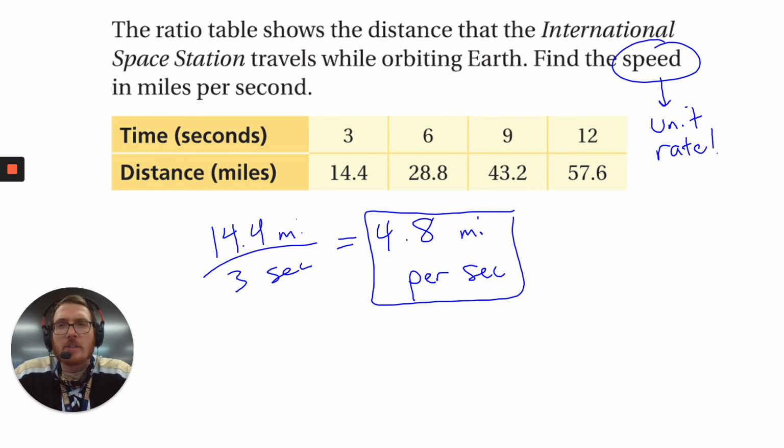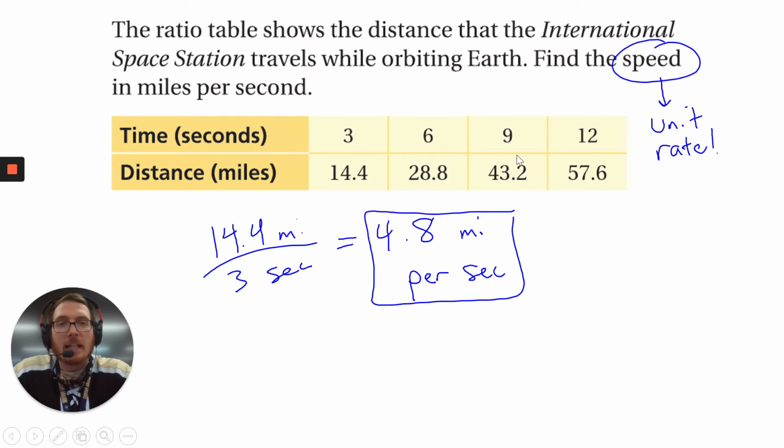Okay, this next question says to find the speed in miles per hour of the space station. Speed is typically the same as a unit rate. It's just speed is like miles per hour, miles per second, whatever it is. Now remember, you want the time on the bottom. So you don't want seconds per mile. You want miles per second. You get 14.4 over 3.